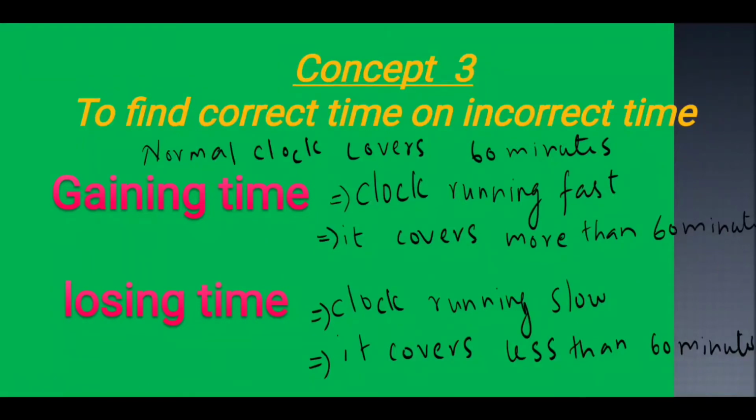If the clock is running faster than the usual time, that is 60 minutes, then it gains time compared to the normal clock, so it covers more than 60 minutes. In the type losing time, the clock is running slower than usual and it covers less than 60 minutes. So moving on to the sums.